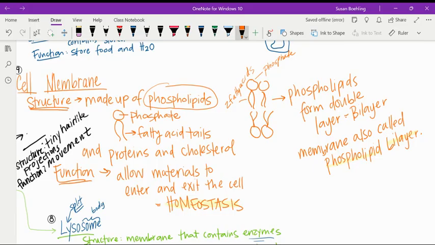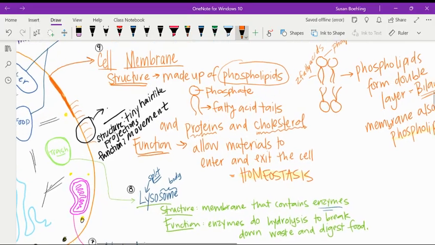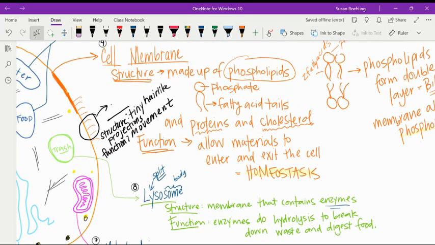But in order to make a cell membrane, these phospholipids flip themselves around to form what's called a bilayer, or a double layer of phospholipids. And it's very, very important, and we'll talk more about that later. There will also be other items embedded in this layer, like proteins and a fat called cholesterol. So it's so important that we're going to take a whole day talking about the cell membrane. The function, as I mentioned, is to allow materials to enter and exit the cell as part of maintaining homeostasis.